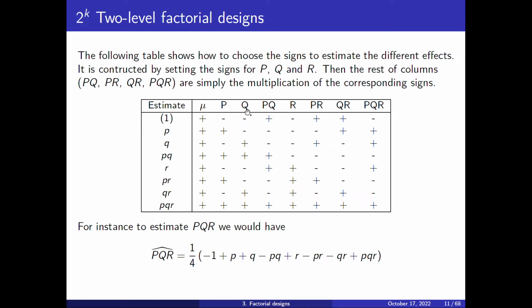And now let's say that we want to estimate the PQR, for instance. So here we have the general formula that we need. It will be 1 over 4, and we will come to this factor later. So it is 1 over 4, and now minus this mean, plus this mean, plus this mean. So you see that these signs are giving us a recipe to estimate PQR, the effect of PQR, as a function of the means of the different subgroups.